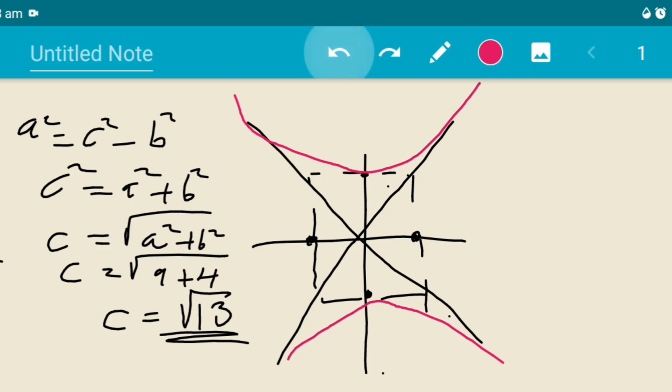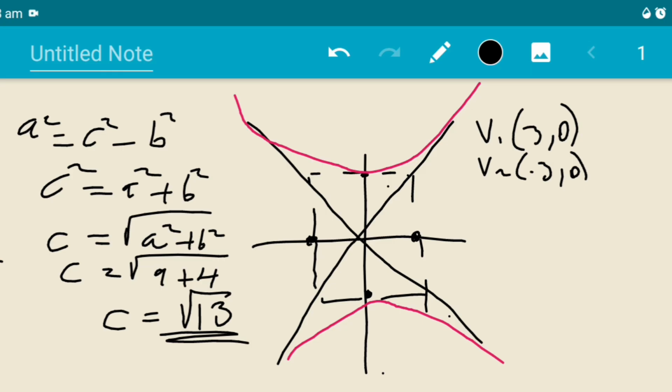So our vertices in this case would be, let's call this vertex 1 and vertex 2. So this would be, what is this? This is 3, 0. Vertex 2, that would be negative 3, 0. What else? Yeah, the asymptotes. We said y is equal to, what's that we said? Let's see, 3 over 2 x. And y is equal to negative 3 over 2 x. Then what else? The focus.